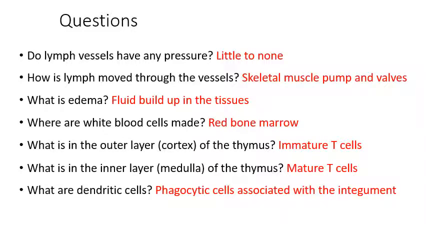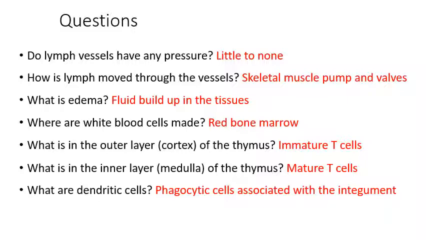There's little to no pressure in your lymphatic vessels. So fluid is going to be moved through those vessels in a similar way that fluid was moved through your veins. So we're relying heavily on one-way valves and skeletal muscle pump, which is why it's important to get up and move around periodically. If you're on an airplane, or if you're bedridden and sick, whatever, it's important to get up and move around and flex those skeletal muscles to help prevent the buildup of edema, which is fluid buildup in the tissues. Your white blood cells are going to be made in the red bone marrow.